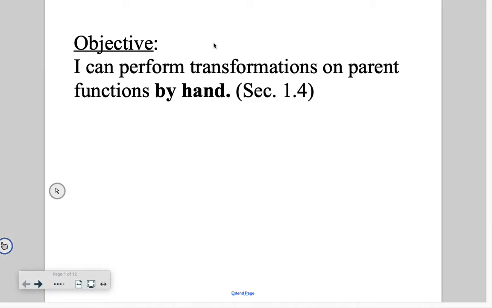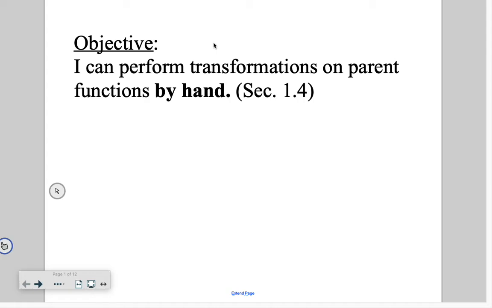So if you take a look, section 1.4, we are talking about transformations on parent functions by hand. Okay, so you want to make sure you're doing this by hand, not on the graphing calculator. If you want to then check it on the graphing calculator, go right ahead. But you want to, again, make sure that you're understanding the different pieces to this one.